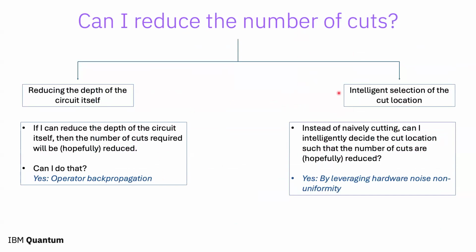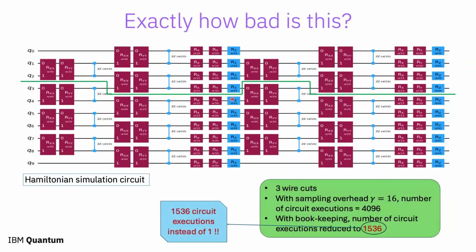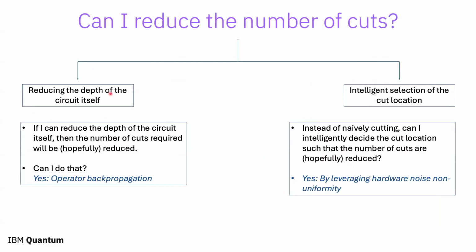The second is selection of the cut location. Is this the best cut location selection, or can I do something better so that the number of cuts are reduced? This is the most obvious one. The one I am showing you here, this is the most obvious one. But can I do better? So can I have a better reason to select the cut locations? So these are the 2 words that I want to talk about. Let's first jump into this.